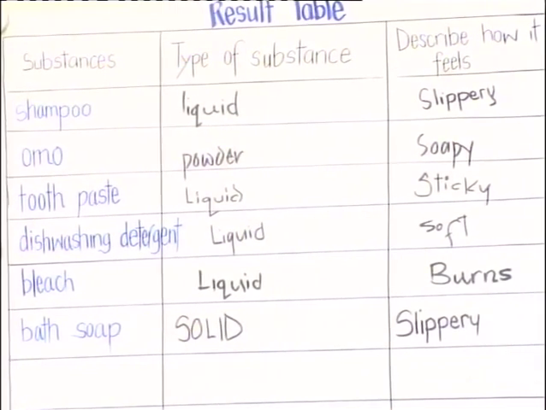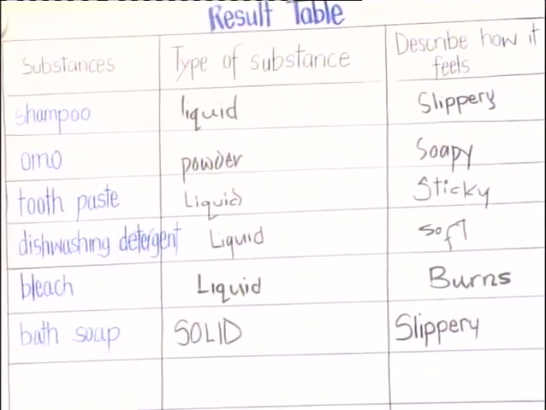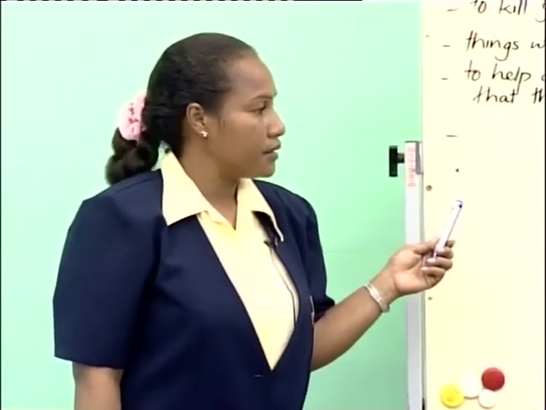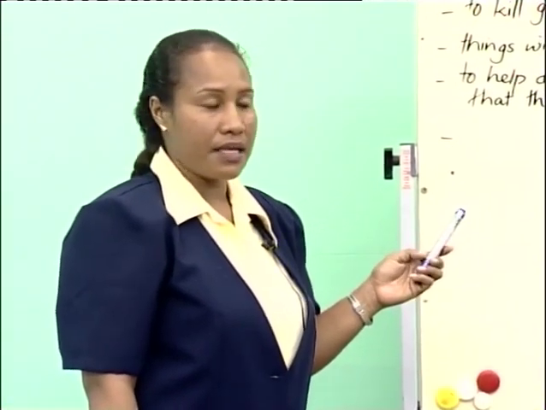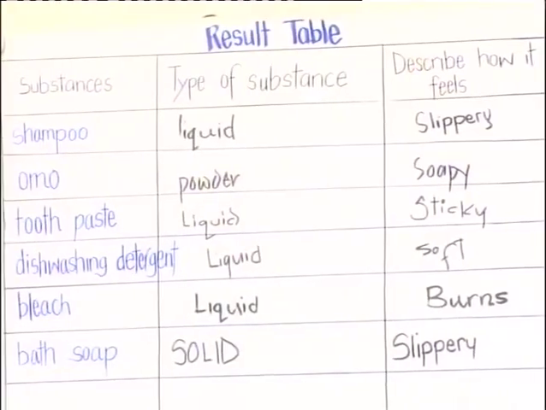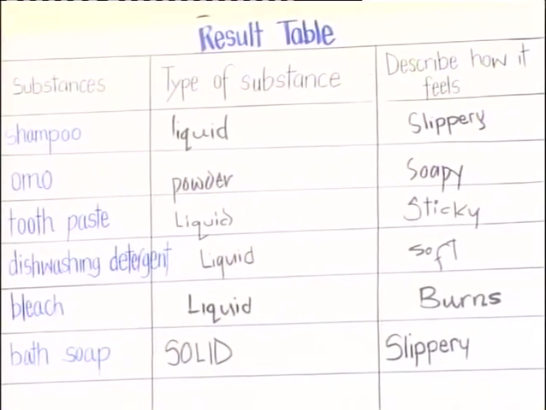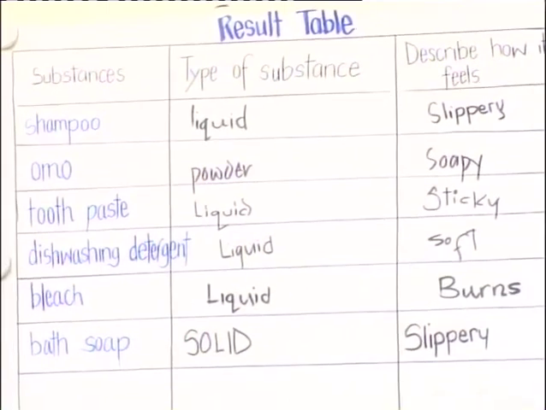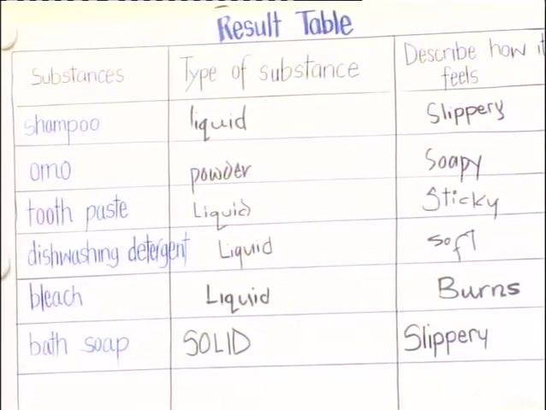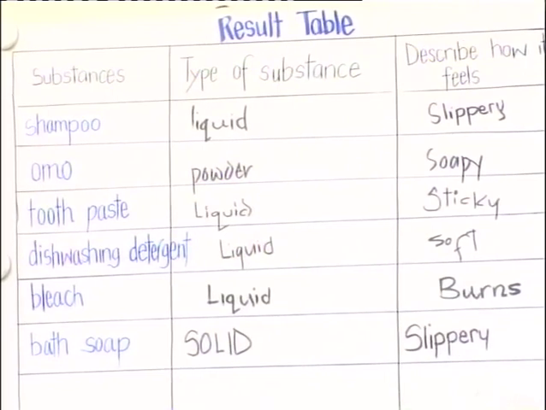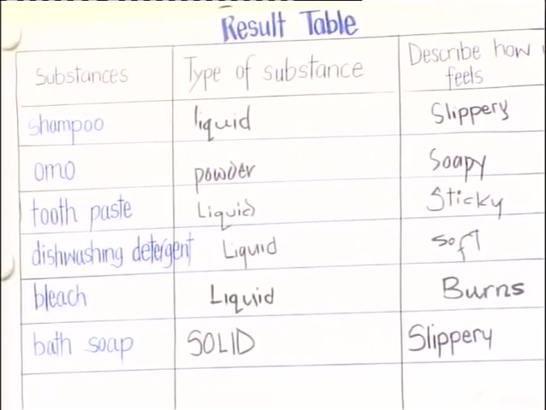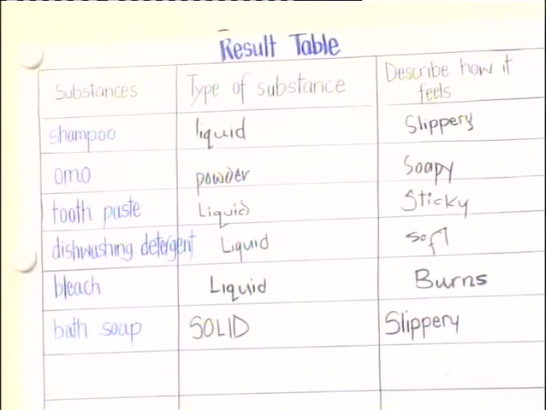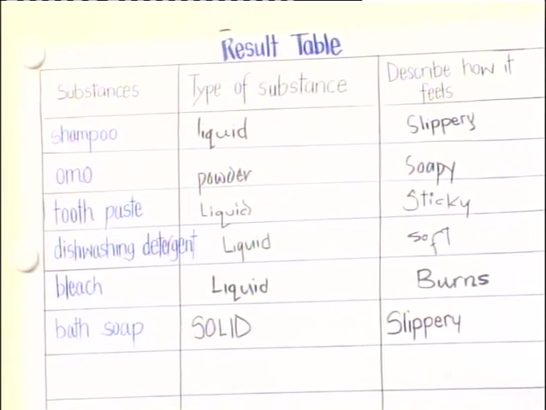Now, any other group that has a substance that's not on the list that I have here? Nobody, receiving students? If you have another substance that is not from the one that I have on the list, then you can write down the type of substance and how it feels. Now, having a look at the table, class, you will see that there are some common things about each of those substances. What makes this list so common? Just looking at the type of substance and how it feels. What is common there?